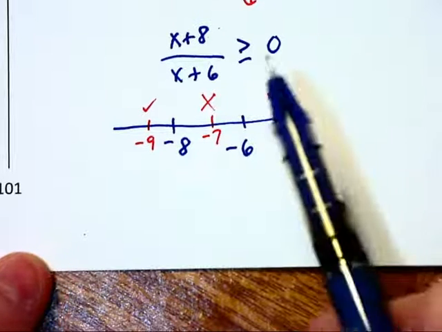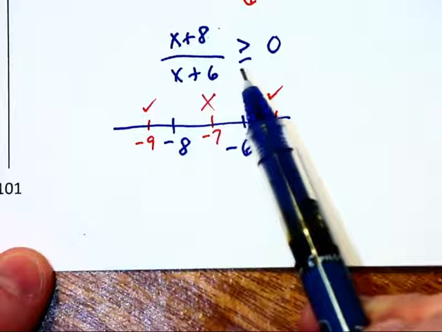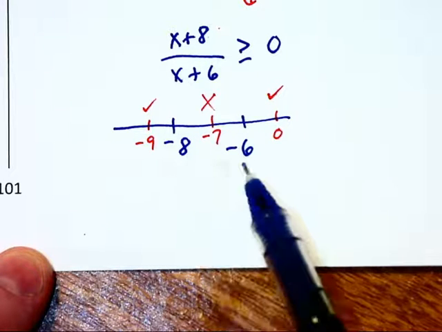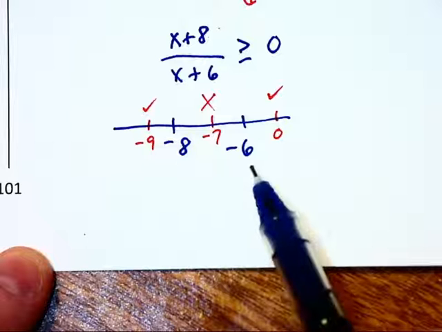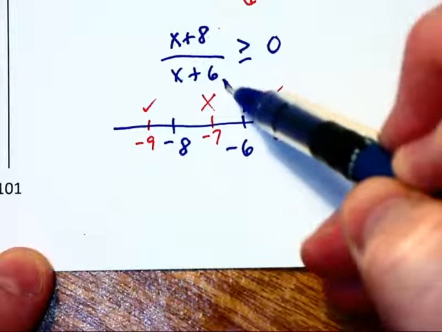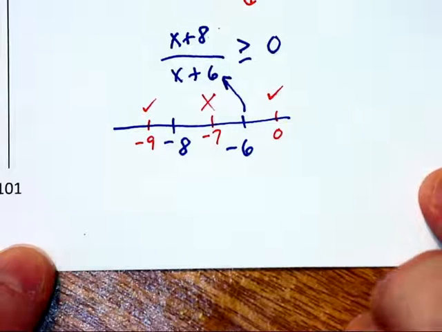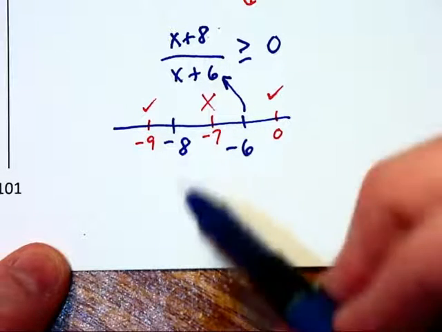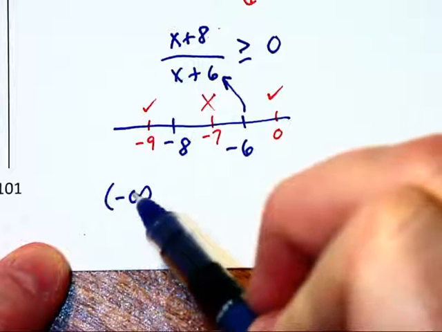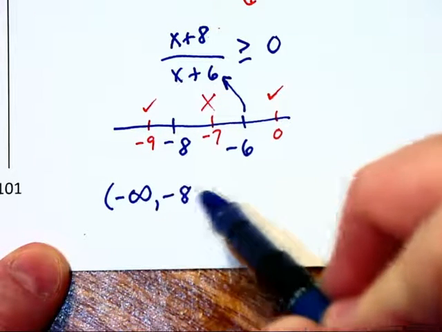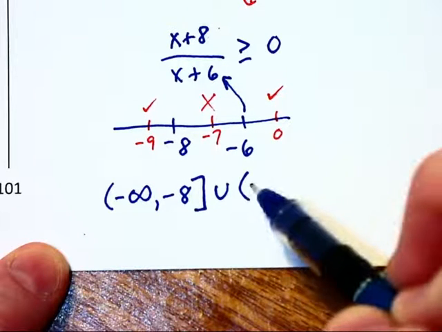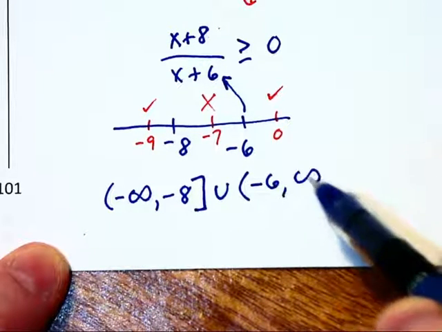Now, because this inequality includes the equation, or equality, we would include both of our critical values. However, negative 6 is not part of the domain here because it creates a 0 in the denominator. So our solution is going to be the set of values from negative infinity to negative 8, which we include, united with the open interval from negative 6 to infinity.